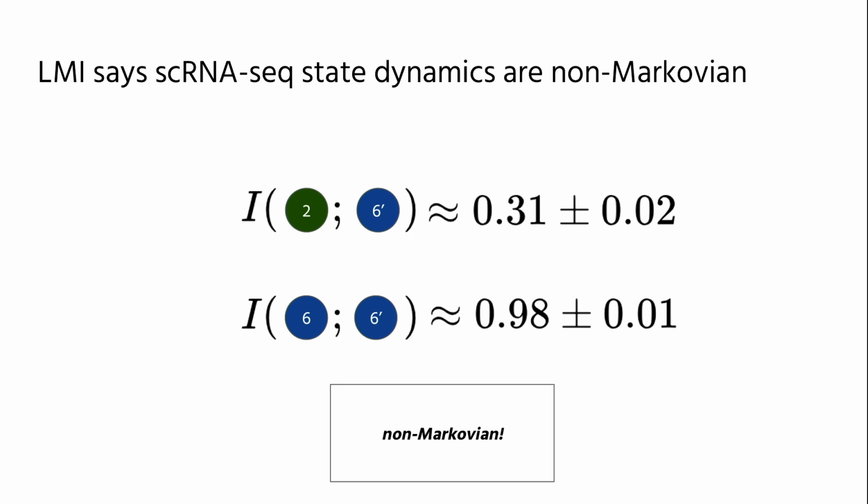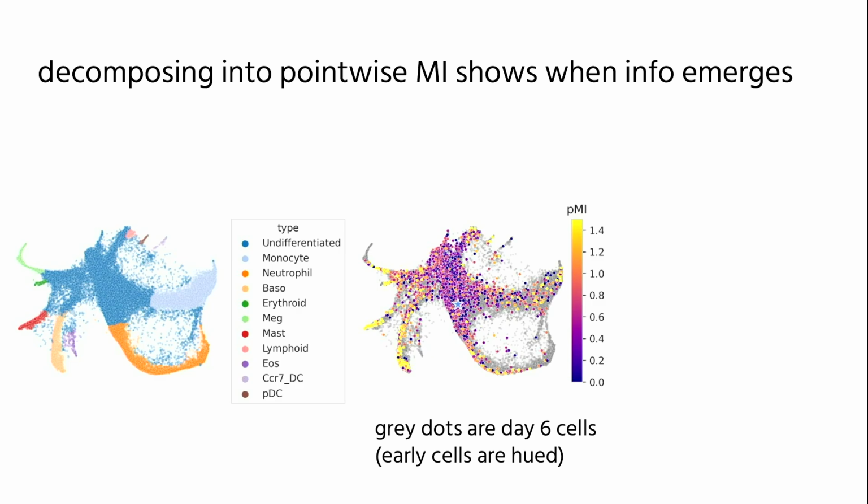Okay? So with the MI estimate, one nice thing we can do is we can go further than just saying there's more cell fate information at day 6 versus day 2. We can try to pin down when exactly the cell fate information emerges. And the way we can do this is by decomposing our MI estimate into its pointwise contributions from each cell. So here what I'm showing is, for all of the early time point cells, their contribution to the overall MI.